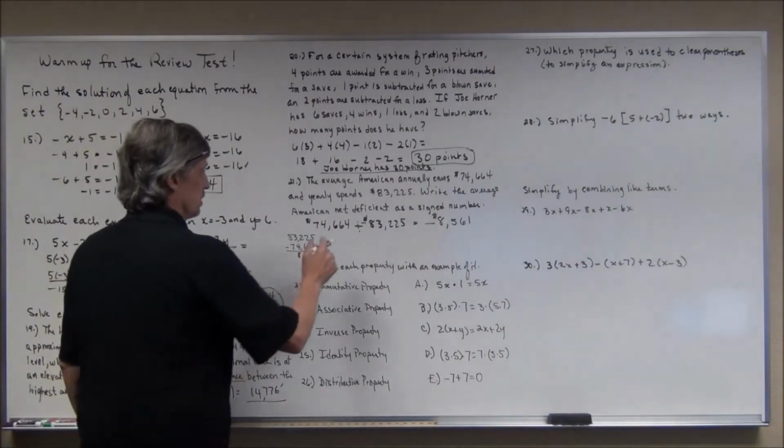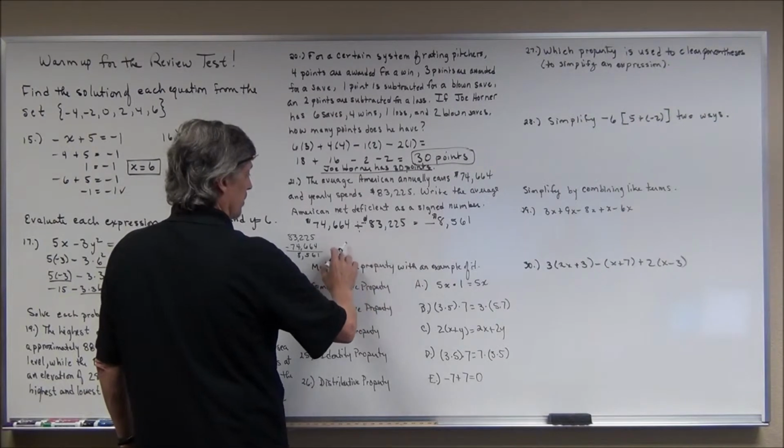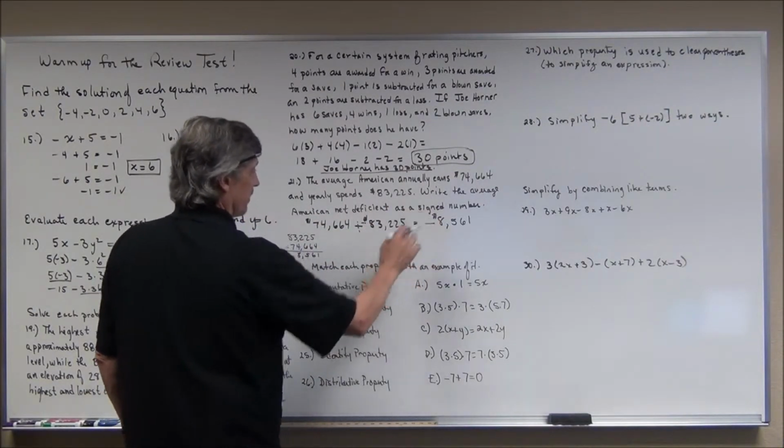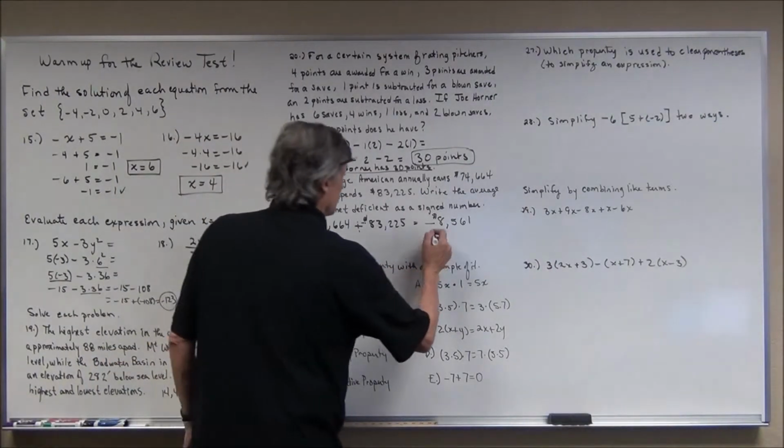So again, if this was a problem that you were going to turn in for credit, you would say the average American net deficit is negative $8,561.